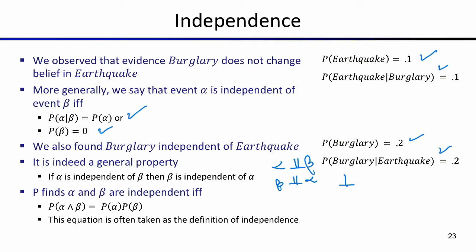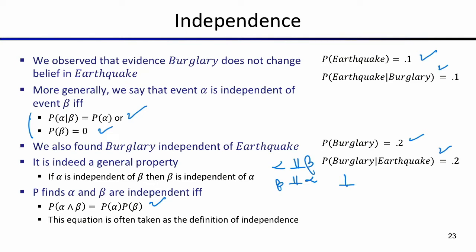We find that a probability P finds alpha and beta independent if and only if the joint probability of alpha and beta is equal to the probability of alpha times the probability of beta. And people usually take this as the definition of independence and take the first property here as a consequence. But we can obtain one from the other, right?